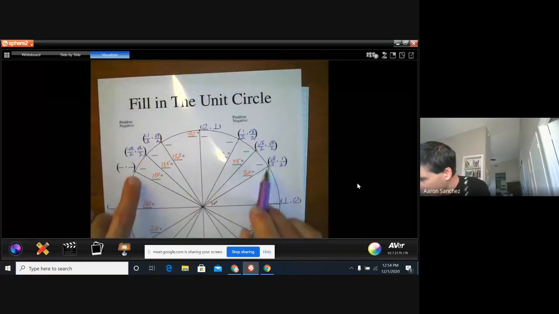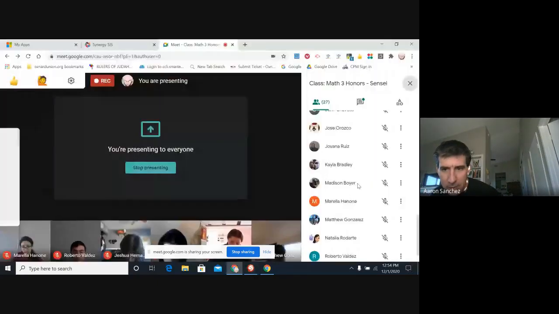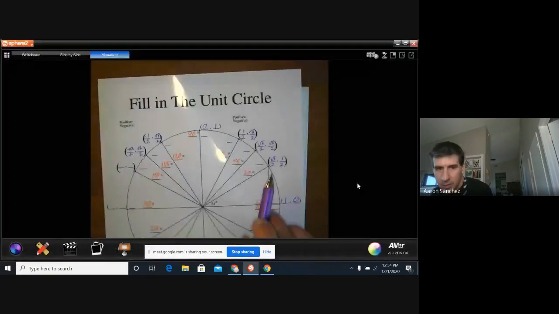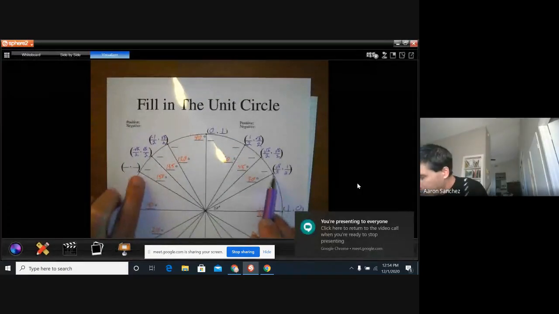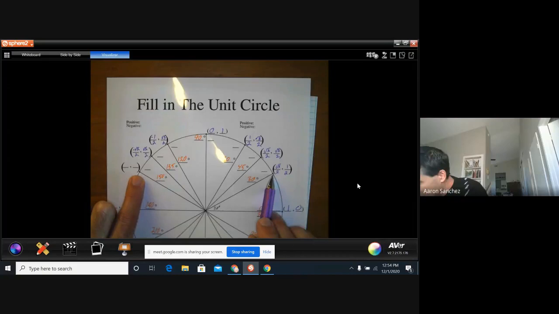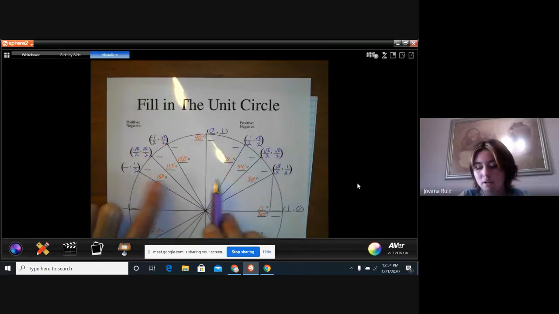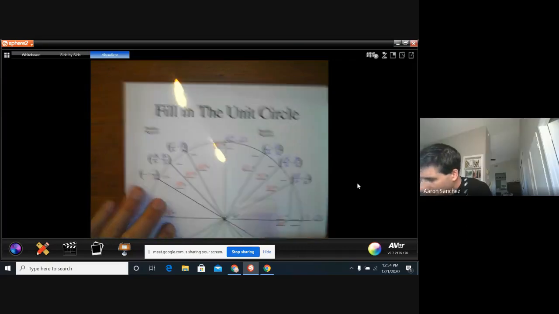Okay, again, the height is the same as this one. How high is this one right here? Let's go with Giovanna. Sorry, I'm flipping back and forth too fast. So Giovanna, how high is this one right here? 1/2. And what's the distance? -√3/2. Very good.